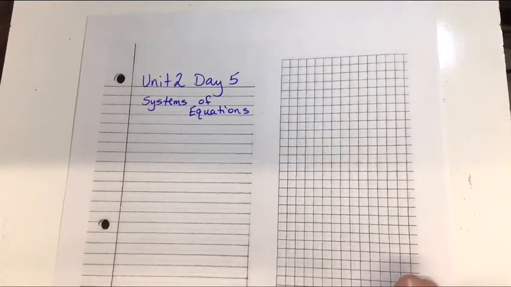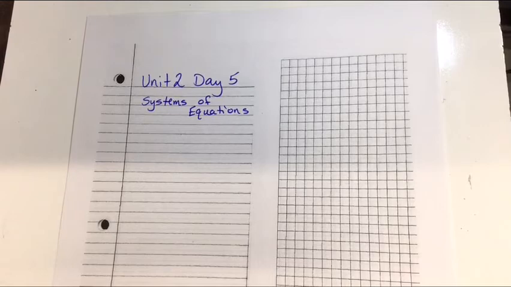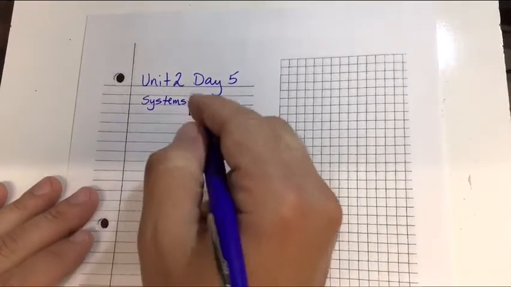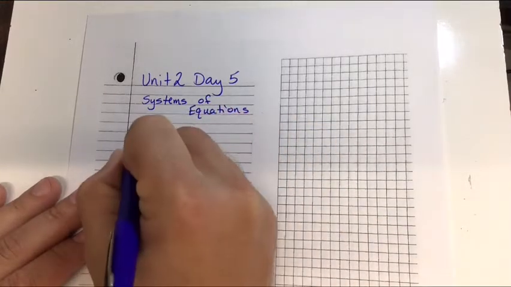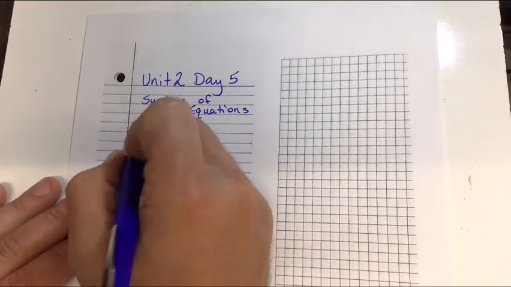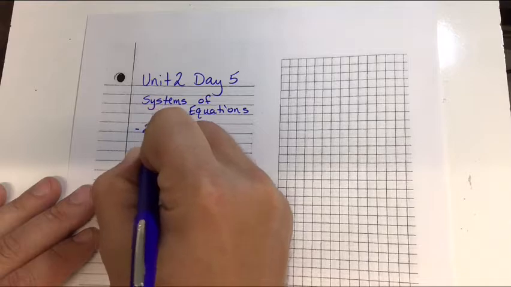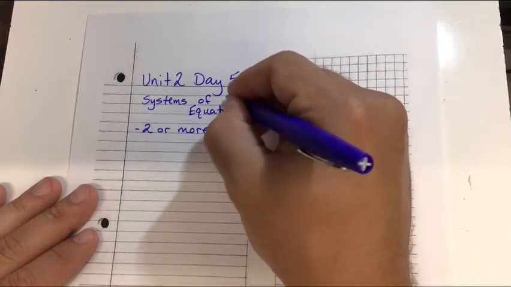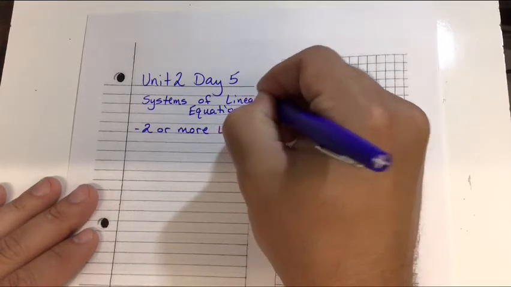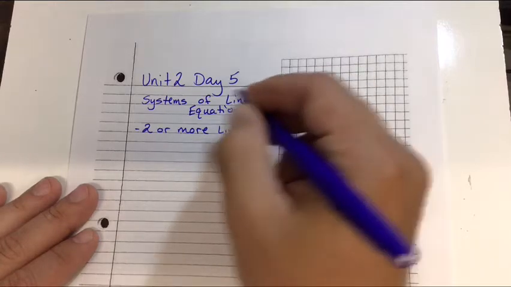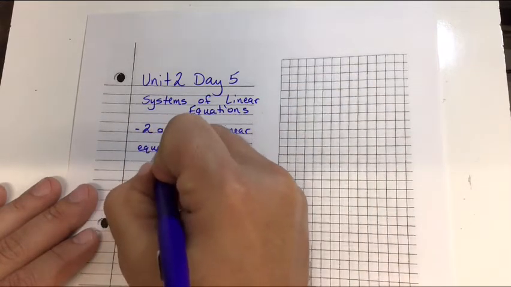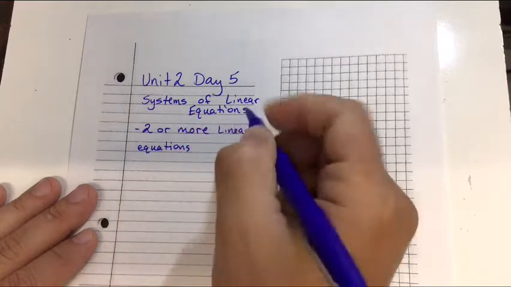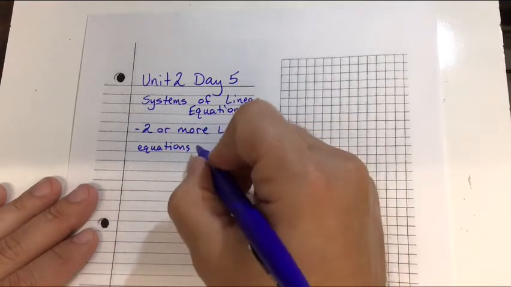So we're going to look at what systems of equations are and how we can come up with solutions for those systems of equations. A system of equations is any time we have two or more linear equations. In this case, we're talking about systems of linear equations, so two or more linear equations using the same x and y variables.